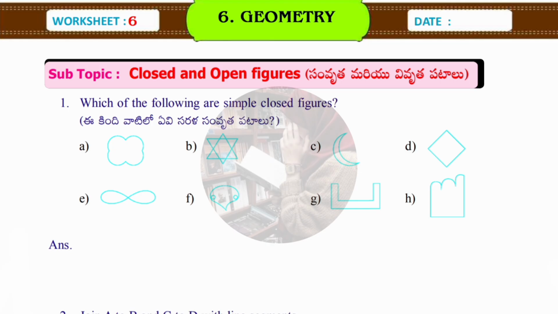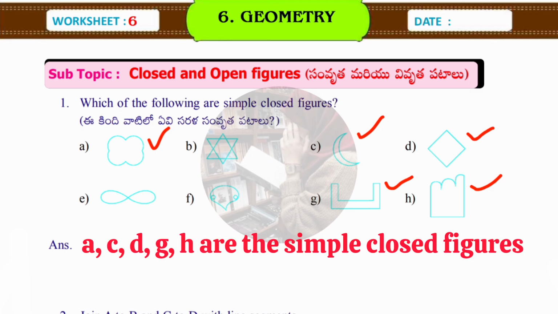Like here if you observe B, here 2 triangles are there, opposite to one another, that's why it is not. So first picture is a closed picture, second is not, C is also a closed picture, D is also a closed picture, E is not, because here in this picture we are just crossing one over the other, that's why. F is also crossing, that's why it is also not. Then G is a simple closed picture, then H is also a simple closed picture. I hope guys you understood this. So write it down. A, C, D, G, H are the simple closed figures.